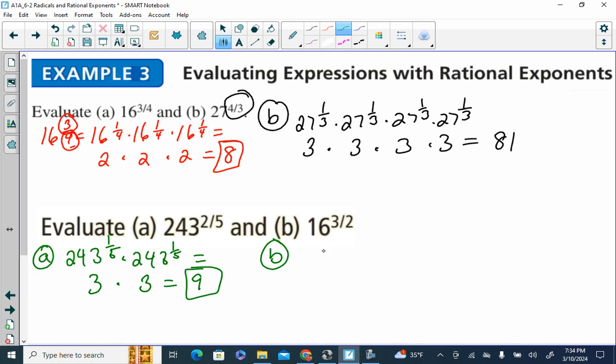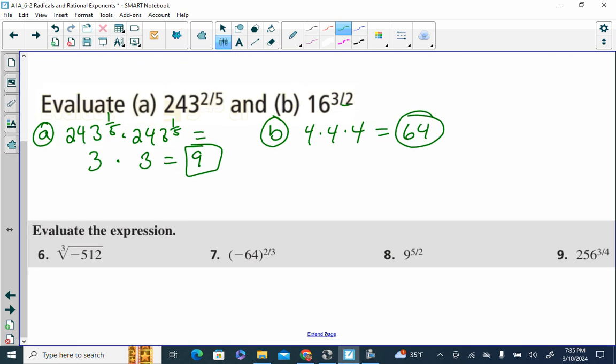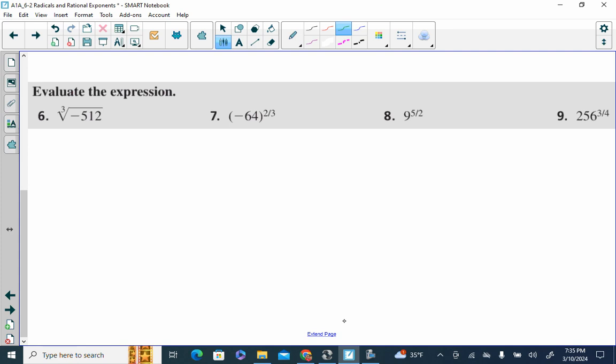Example B. 16 to the 3/2 power. I want the square root of 16, which is 4, and I want to use that as a factor 3 times. So that's going to be 4 times 4 times 4. 4 times 4 is 16. 16 times 4 is 64. You guys may want to try these 3 examples on your own.